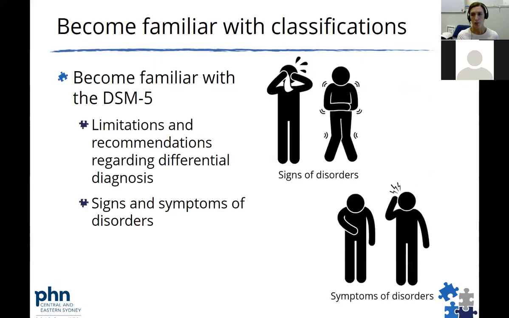Clinicians are also encouraged to become familiar with the DSM-5, in particular its uses, limitations, and recommendations regarding differential diagnosis, or which symptoms are attributable to which disorders. It can also be quite useful to be aware of the different signs of disorders, meaning what's objectively visible about the clients, for example, sweating, as well as symptoms of disorders, or what the client describes, such as feeling sad.